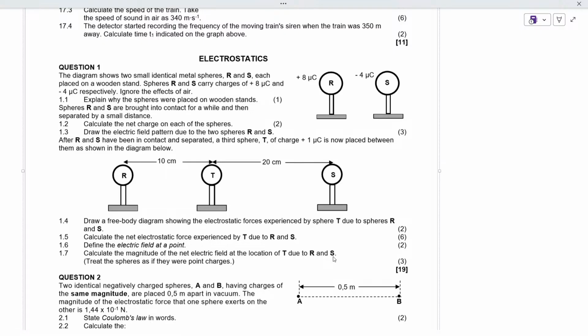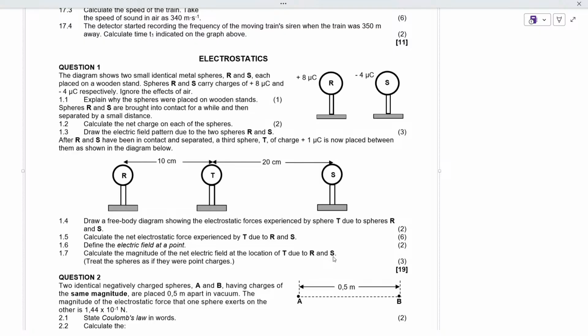Okay. The question says: explain why the spheres were placed on wooden stands. So why do you think they were placed on wooden stands? So what do you know about charge? Charge is something which can be lost.